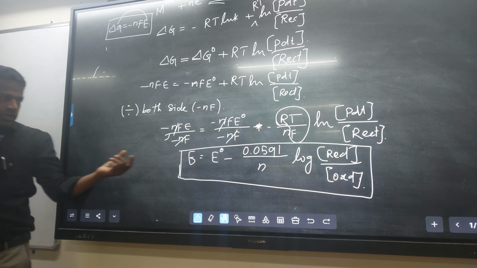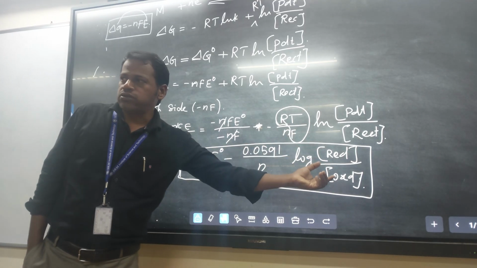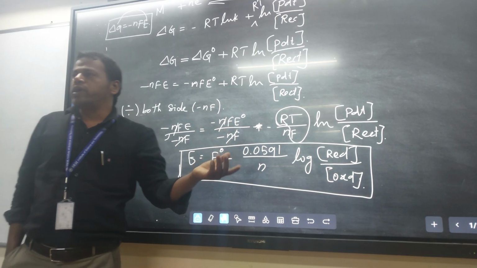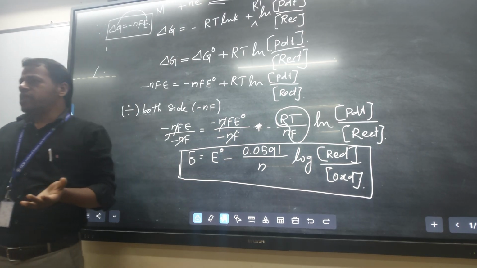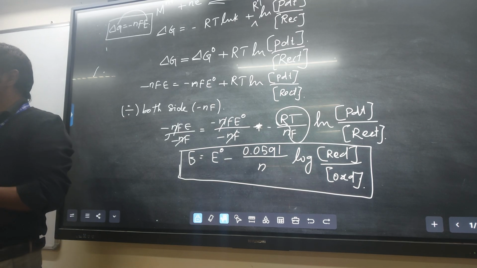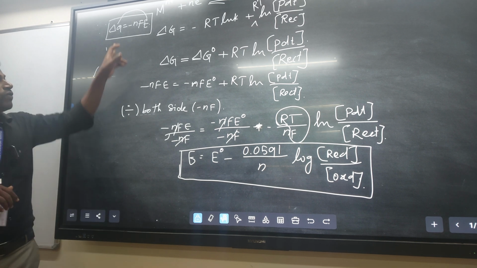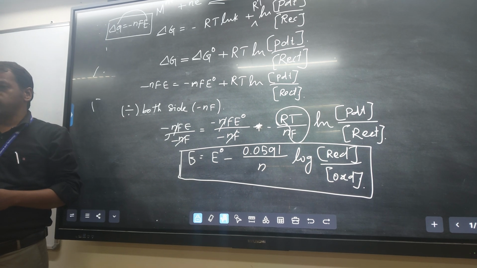Okay, one is to find the EMF of the solution for any concentration. That is the first application. The second application is to find the K equilibrium constant, because the reactant is not always converted into product, it attains the equilibrium. That equilibrium we find. And third one is to find the free energy of the reaction, delta G.